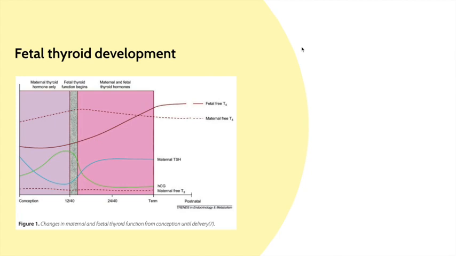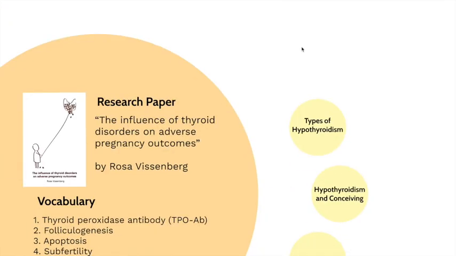So since the thyroid hormones in pregnancy are highly interconnected, it is crucial for people with thyroid abnormalities, such as hypothyroidism, to take this into account when they want to plan a pregnancy. And so Max will explain a bit more specifically about hypothyroidism and how it can affect a pregnancy.